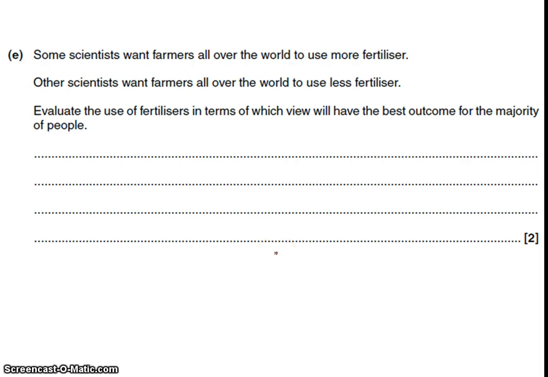Some scientists want farmers all over the world to use more fertiliser. Others want them to use less. Evaluate the uses of fertiliser in terms of which view will have the best outcome for the majority of people. So this question really is, in simple terms, what are the advantages and disadvantages of fertilisers? So when you see the evaluate command word, that's what you need to think. What are the advantages, what are the disadvantages? So the disadvantage of fertilisers is that they can cause eutrophication. That's the major disadvantage.